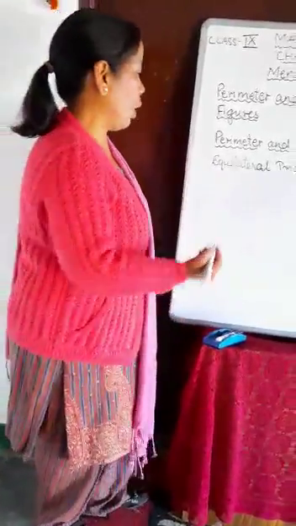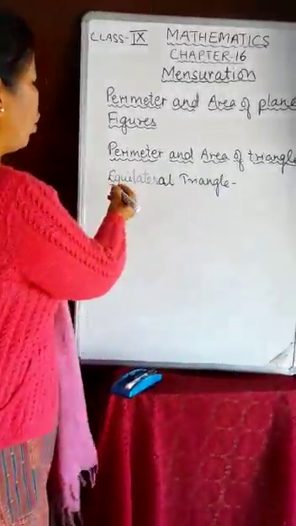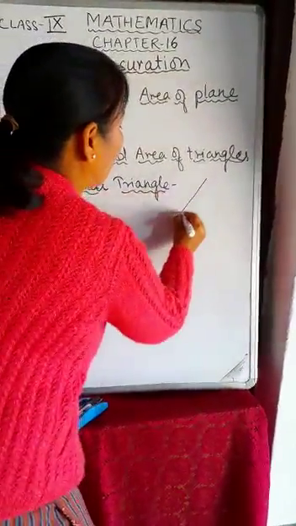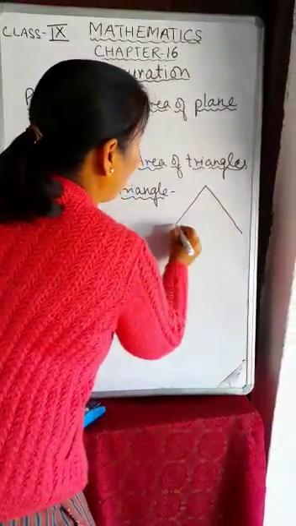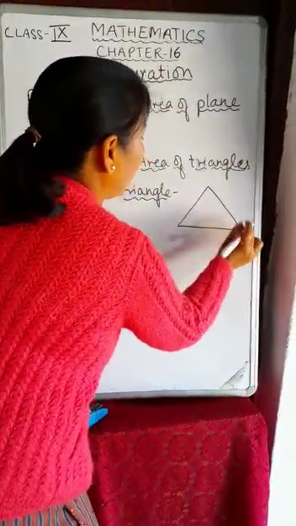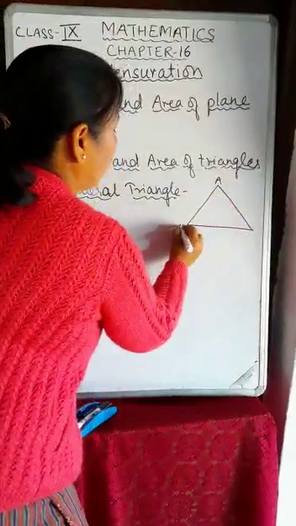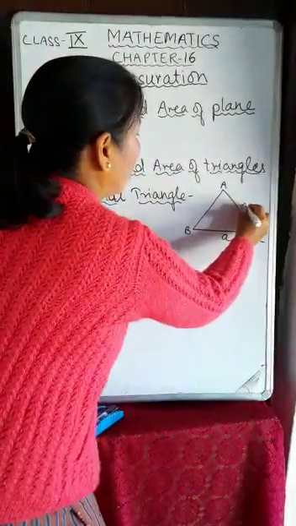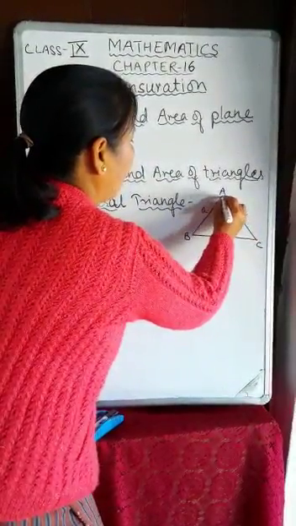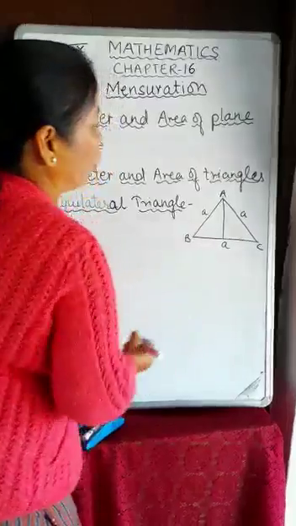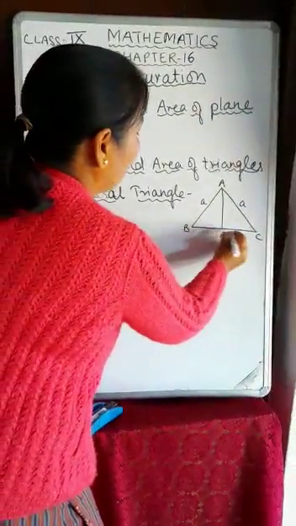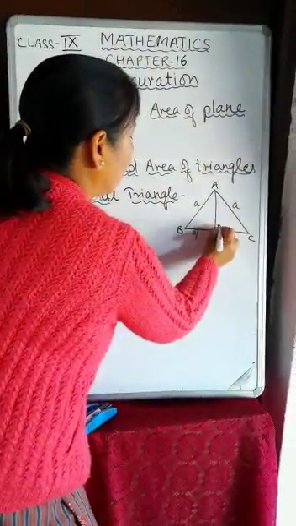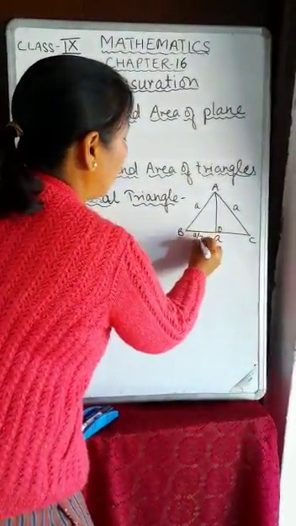Now I'll explain how to find the area of an equilateral triangle. You know that an equilateral triangle has all three sides equal to each other. Suppose all three sides are a. If we draw a perpendicular line, that is the height, it will divide the base in half. So if this point is D, then BD is equal to a by 2.